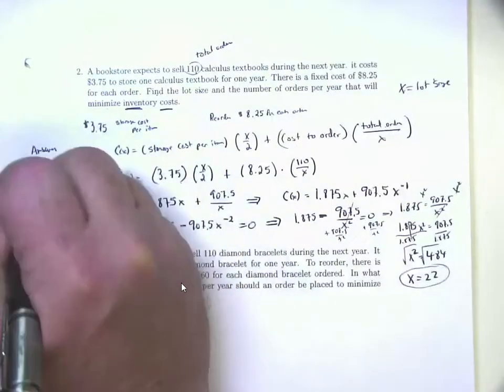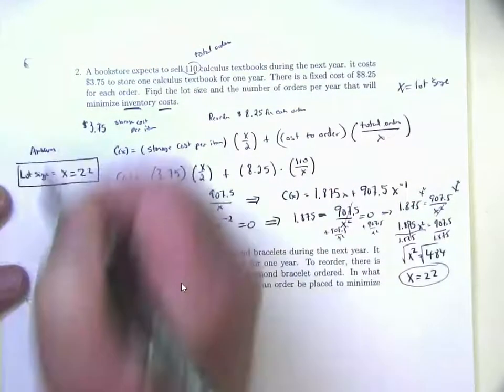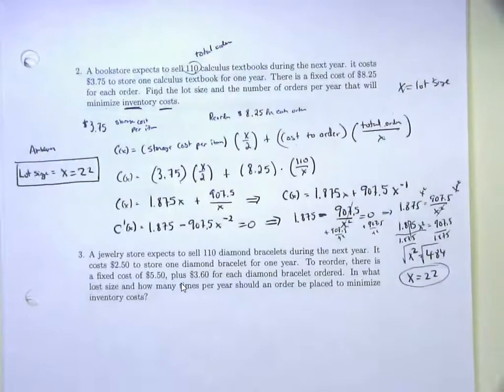22. So the lot size is 22. So every time we order, we need to order 22 items. Okay, in this case, 22 calculus textbooks. But there's another part of this one. It says, and the number of orders per year.